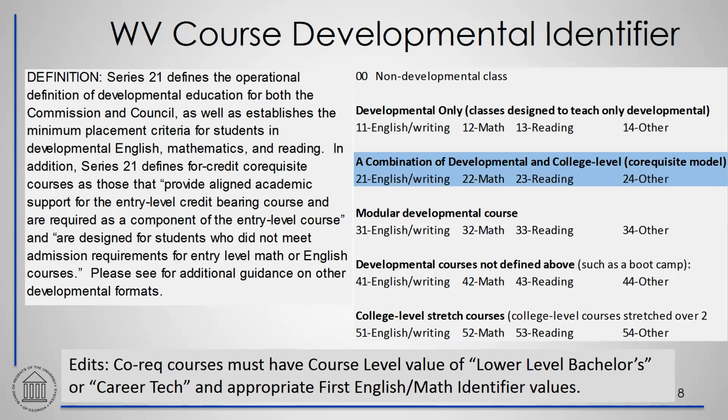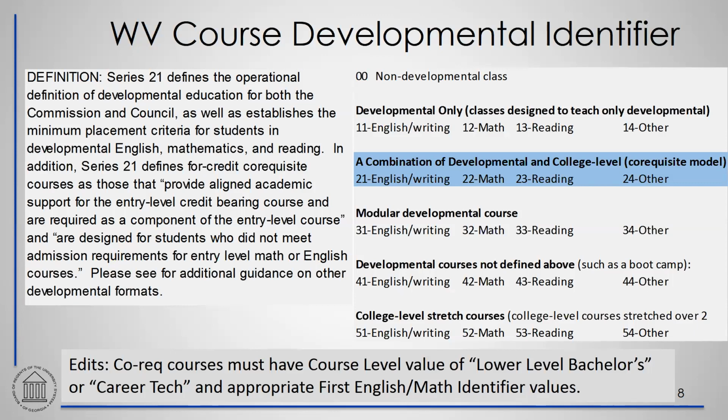And so every class that an institution offers would fill in this course developmental identifier. And if it's not a developmental class, they would put the 00, and then put the code in for the type of developmental class it is if it were a developmental class. And they were experimenting with modular things, boot camps, stretch courses, etc. Because we were experimenting broadly, there were different code series for the different types of remedial reform that were going on as they moved away from standalone developmental, the 11, 12, 13, 14 codes.